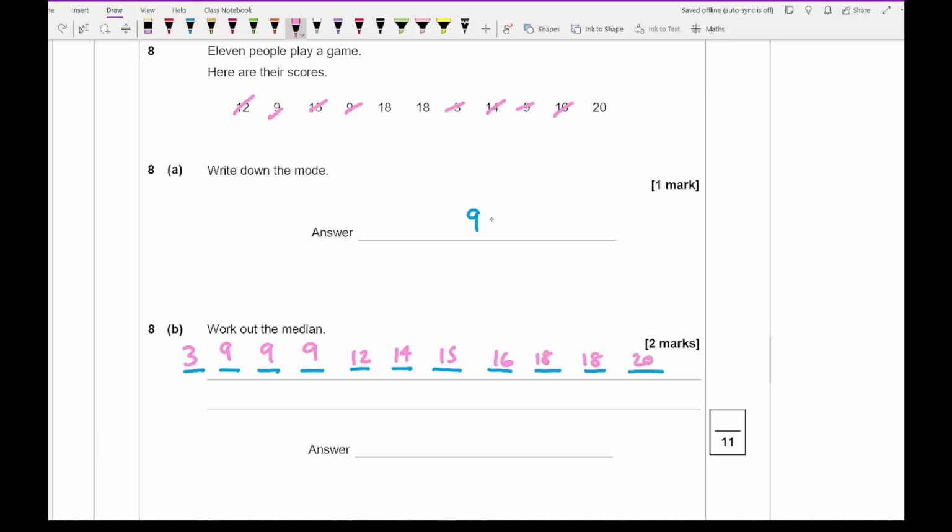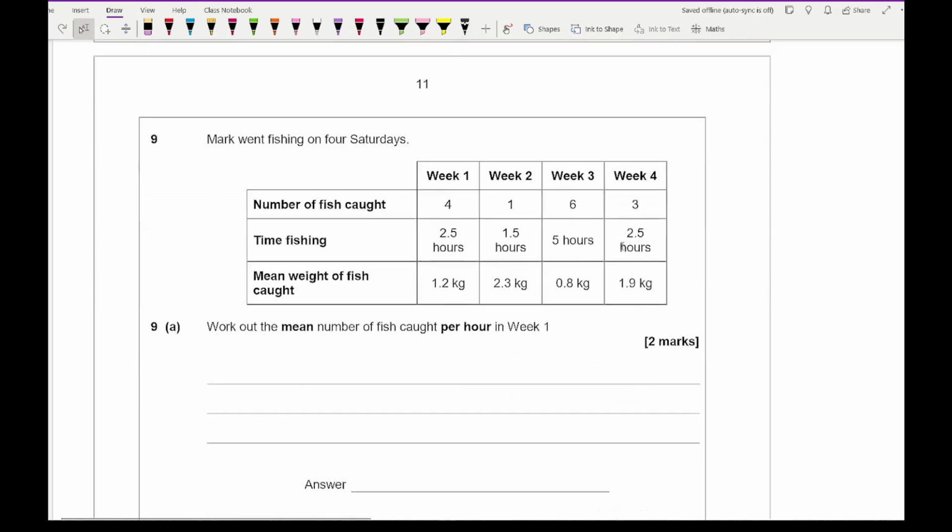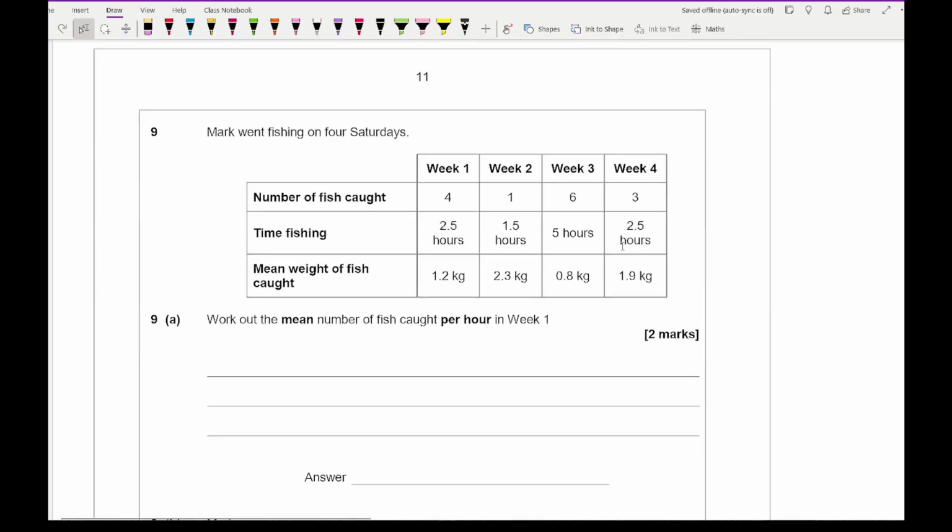Now the median is the middle number. So again, one from the bottom, one from the top until we get to the middle, which in this case is 14. Now it's really important you do show that you've ordered the numbers. As this question is worth 2 marks, you would get a mark for an attempt at ordering those numbers. So make sure you do show that, even if you can spot it straight away.